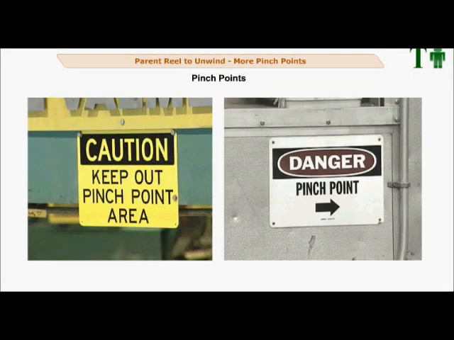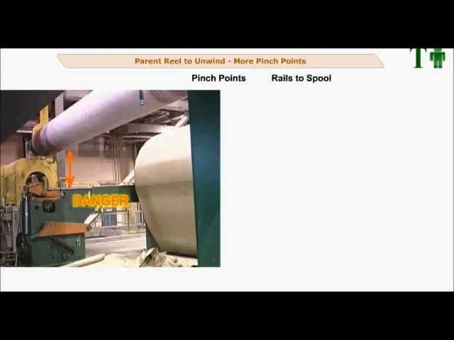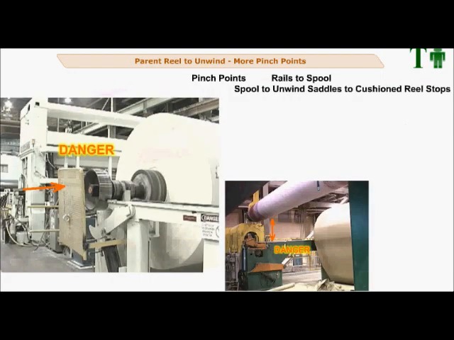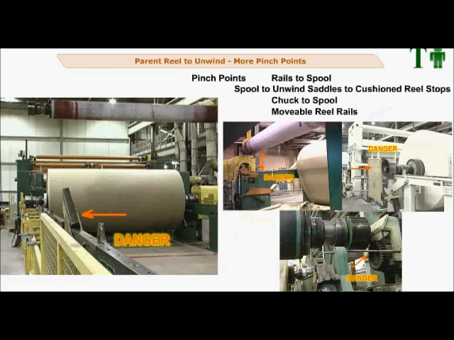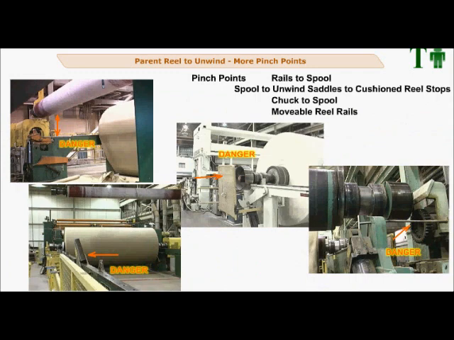Some more pinch points can occur during the chucking up of a parent reel. Some known pinch points are between the reel rails and the spool, where the spool comes in contact with the unwind saddles or cushioned reel stops, where the chuck meets the spool, and along the movable sections of the reel rail.